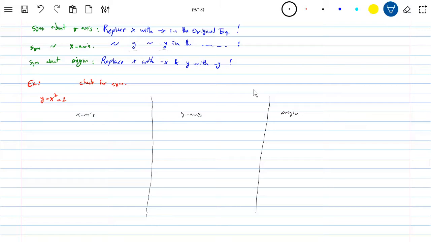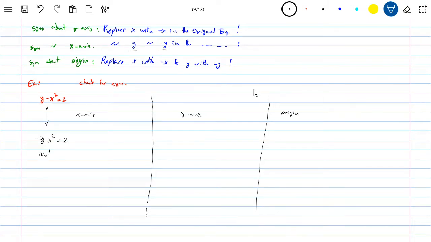If I do that, what I get is negative y minus x squared equals 2. I'm replacing y with negative y. And compare these two. Is it the same equation? Can I simplify it? Not really. There is no more simplification. So the answer is no, because now y has turned into negative y. So it's not symmetric about the x-axis.